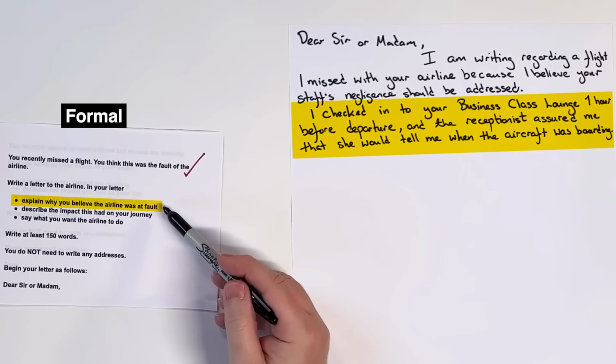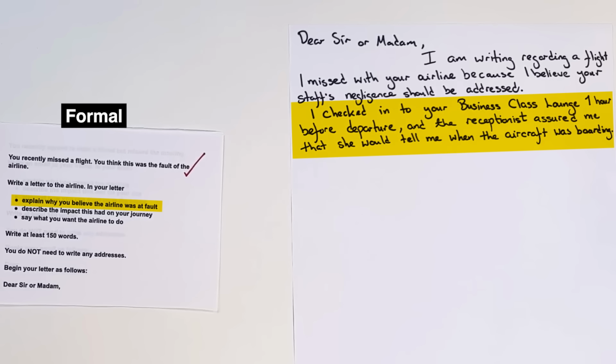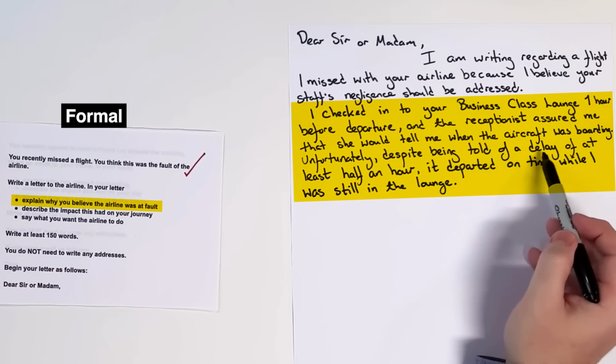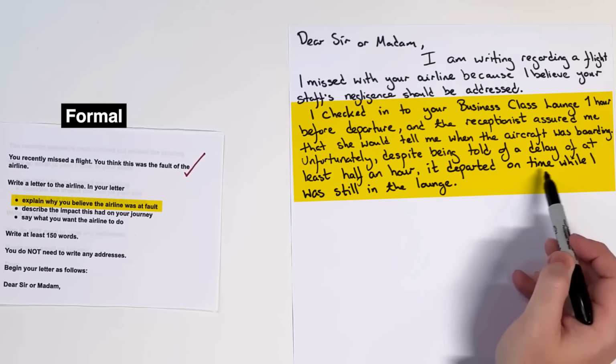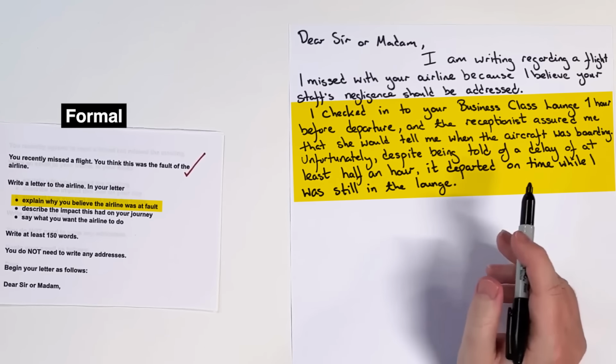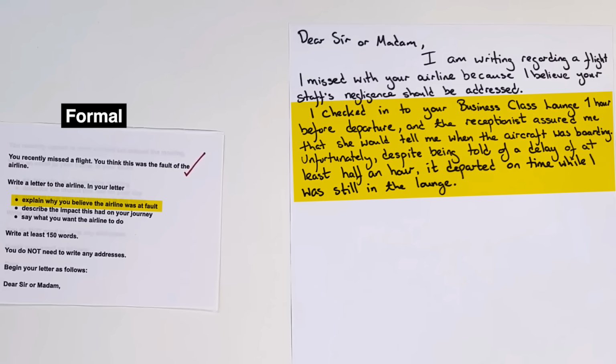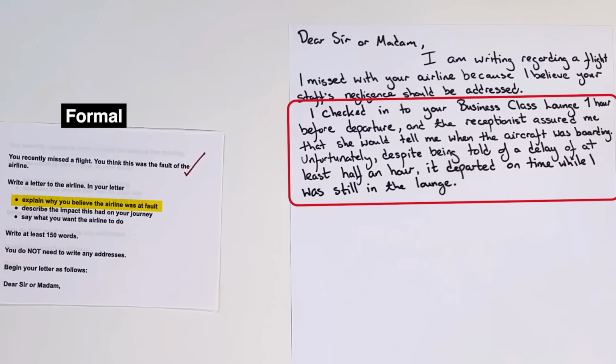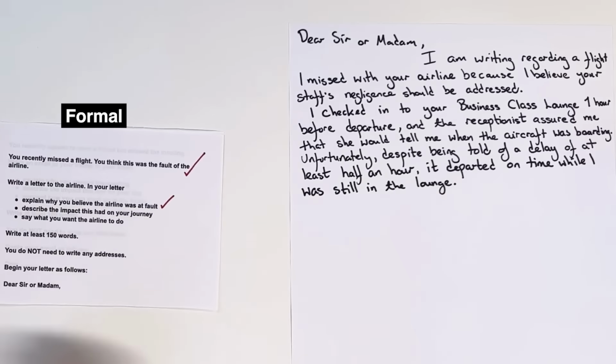Okay, so always look at the question again. So explain why you believe the airline was at fault. So let's continue. So unfortunately, despite being told of a delay of at least half an hour, it departed on time while I was in the lounge. Looking back at the first bullet point and looking at our paragraph, it's in and around 50 words. And does it actually relate to that bullet point? And always be thinking, if somebody from the airline or whoever is reading the letter in the context that your question will be in, would they be able to understand you? So I'm happy with that one. So let's move on to bullet point number 2.